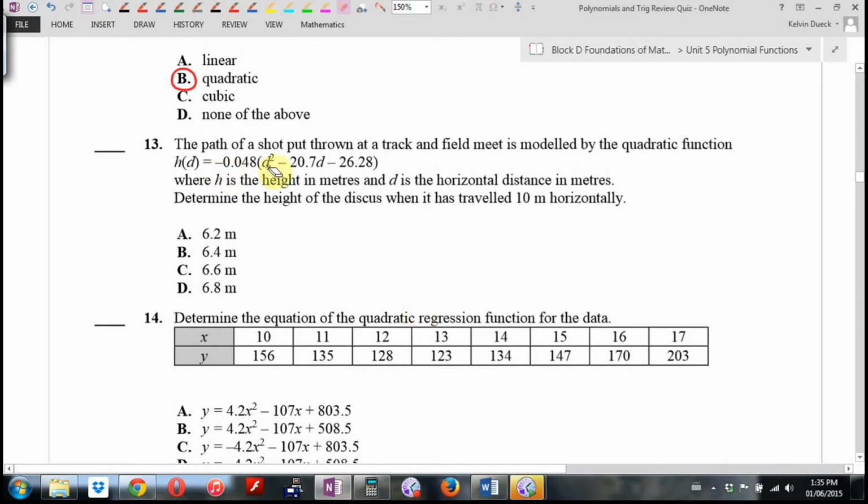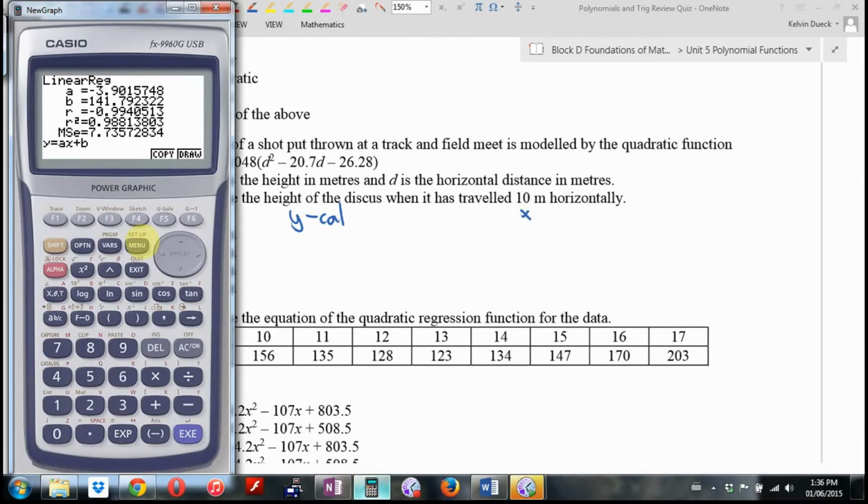Number 13, they gave me an equation. D is the horizontal distance. H is the height in meters. It's a bit tricky because it's meters and meters. I'm going to have to read really carefully. It says find the height. You know what? This is a y-cal. Find the height. This is my x value.